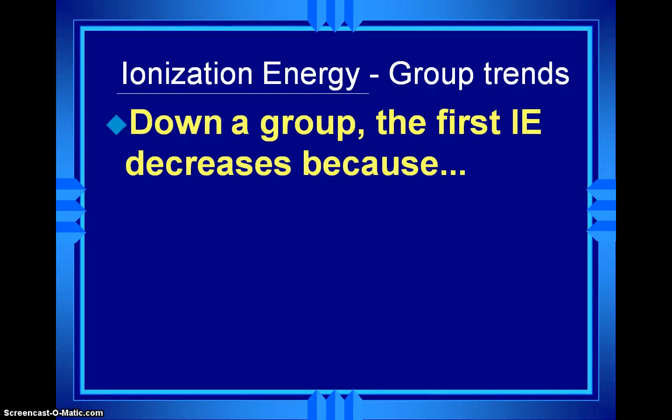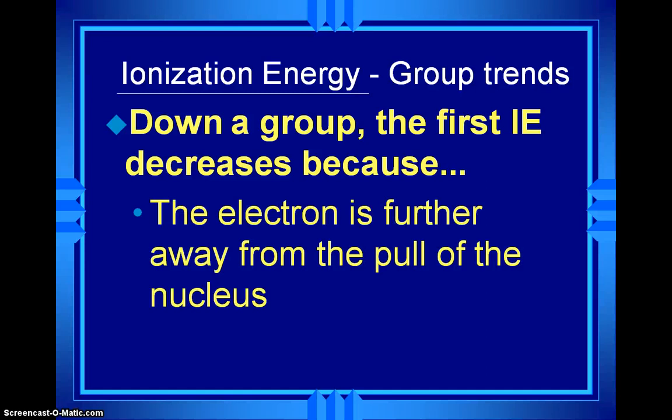Now, let's talk about the trends within the periodic table. So remember, as we go down a group in the periodic table, the trend is based on the number of energy levels. As we go down a group, the first ionization energy decreases. And the reason is because the outer electron, or the first electron that is going to leave, gets further and further away from the pull of the nucleus.